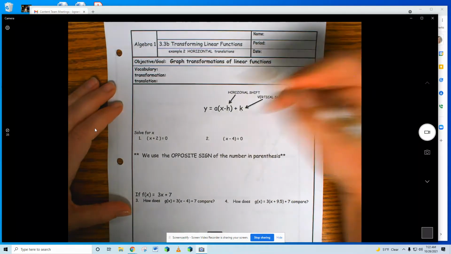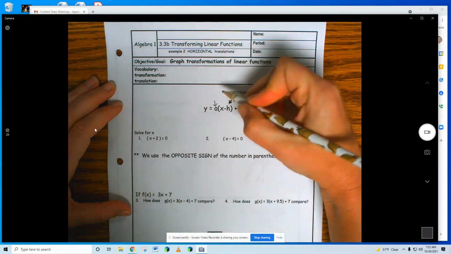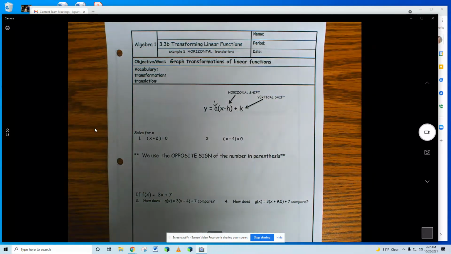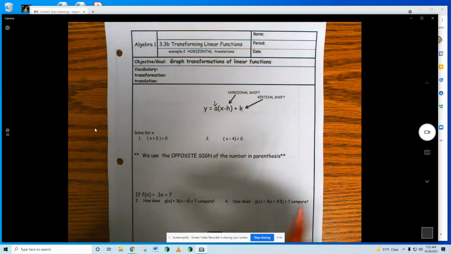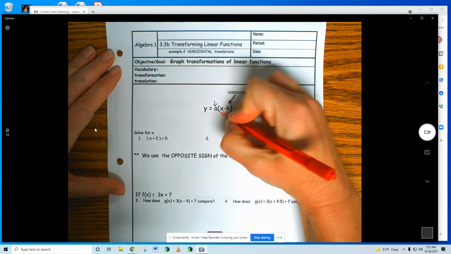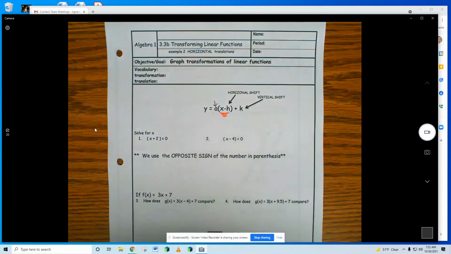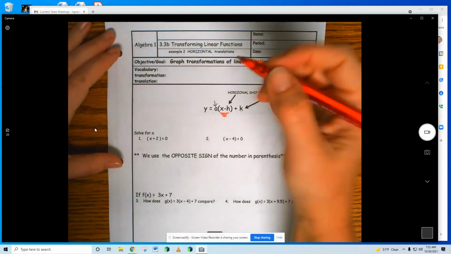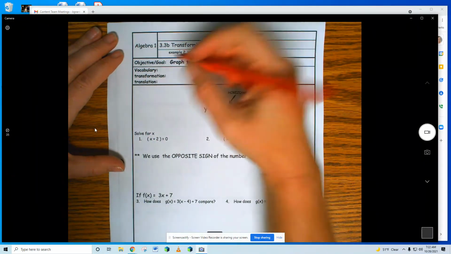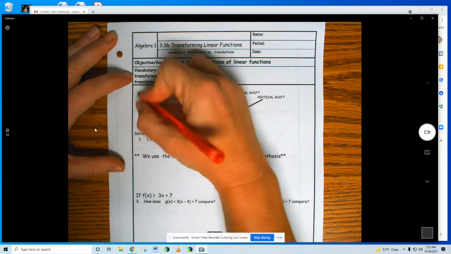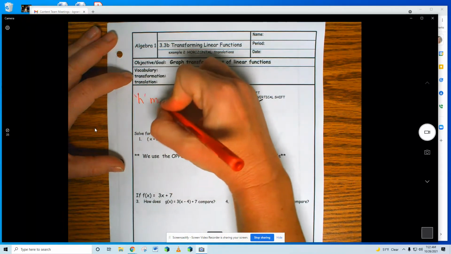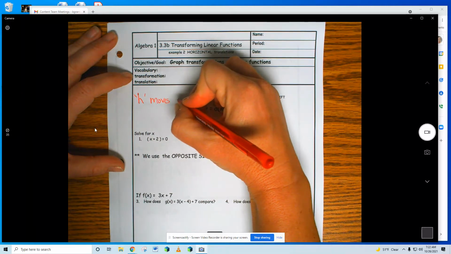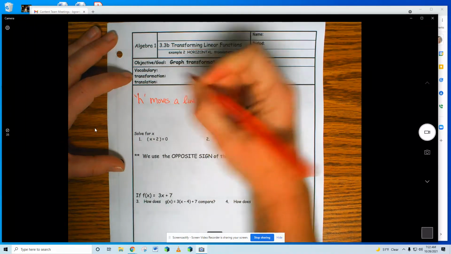And then this a is something we're going to talk about tomorrow. But today's focus is going to be what's happening inside of parentheses. So I'm going to move a line left and right, and the h, so first of all, the h moves a line left or right.